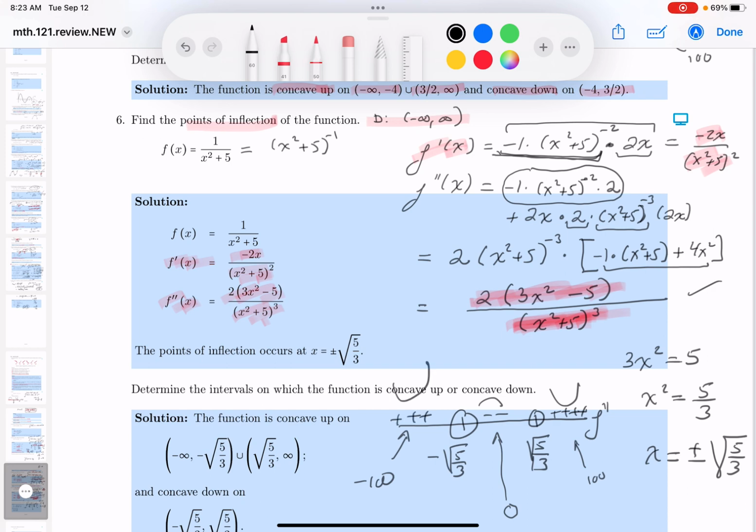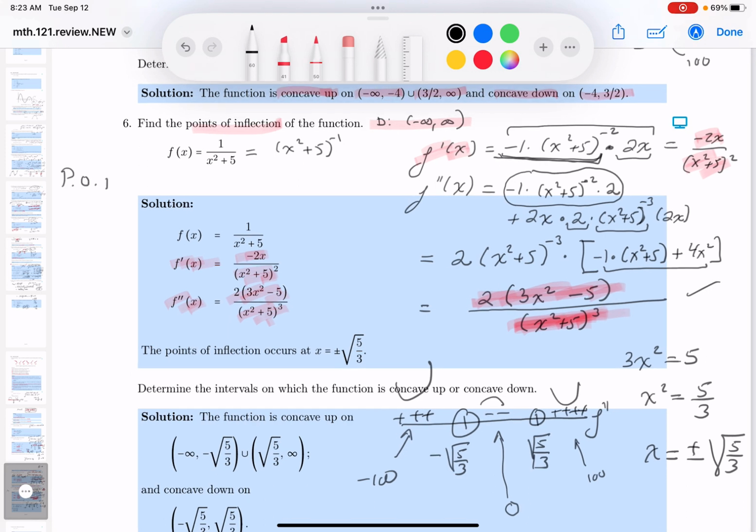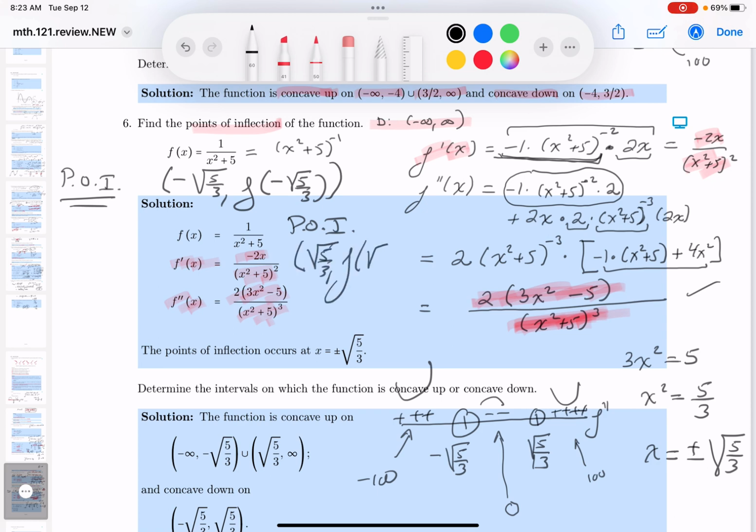So we got this over here. I got my points of inflection. Where do they occur? Write this down for you. They occur at minus the root of 5/3, f of minus the root of 5/3. And the other point of inflection occurs at the root of 5/3, f of the root of 5/3. All right, let's take a look at the key. And we already checked the derivatives out. Points of inflection occur at plus or minus root 5/3.